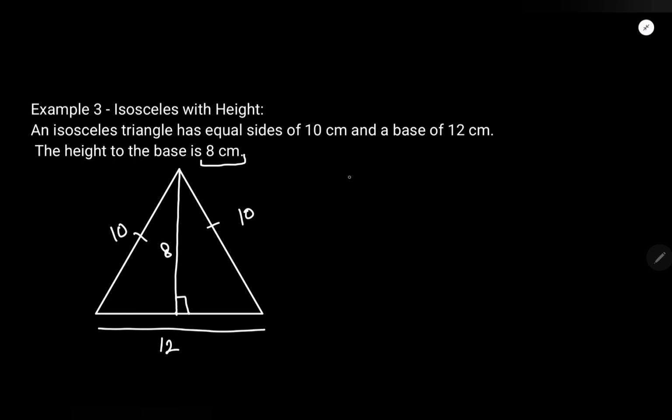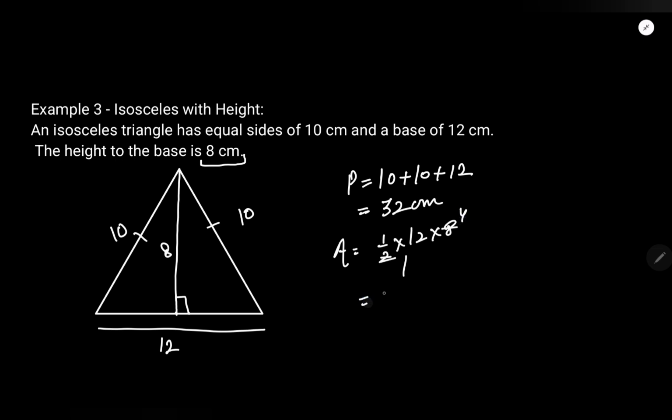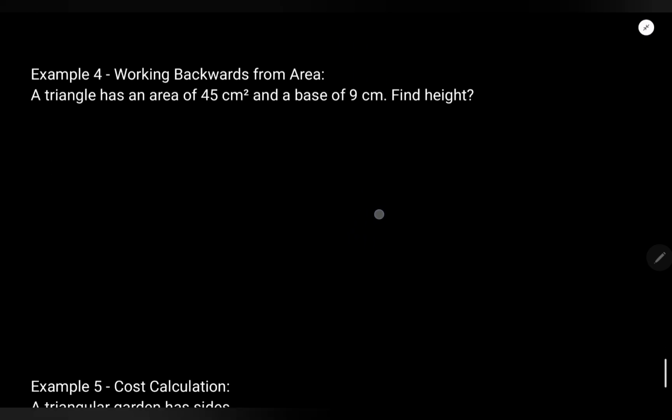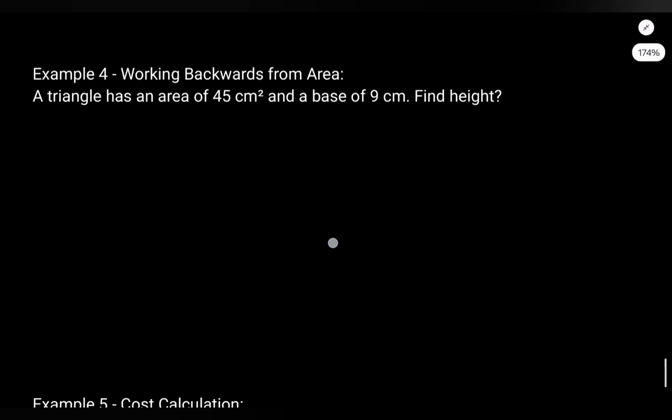Now you need to find first the perimeter. Perimeter is 10 plus 10 plus 12. Just add all the sides. 20 plus 12 is 32 centimeter. And what is area? Half times base times height. You will cancel it out and this is 48 centimeter square. This is area. Right?